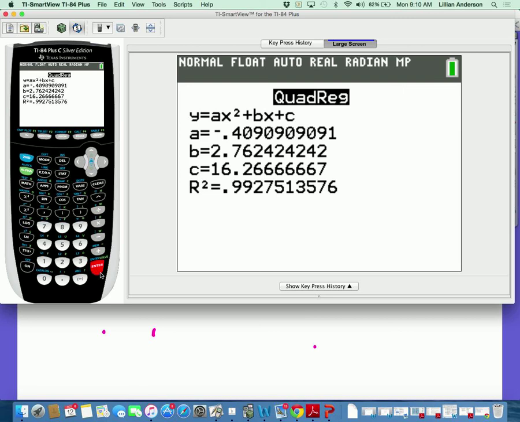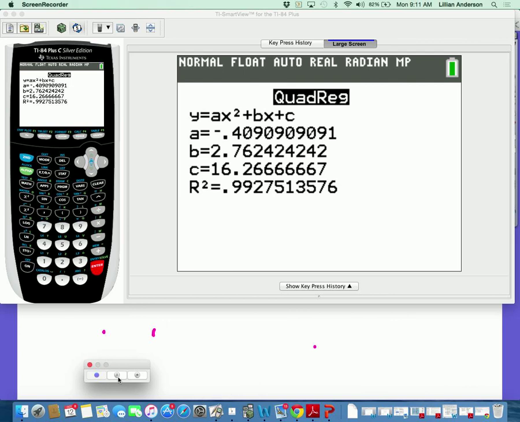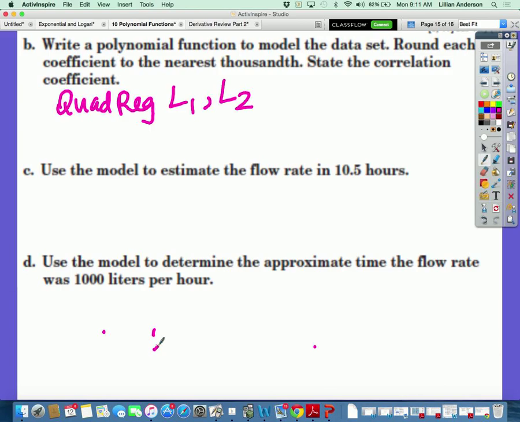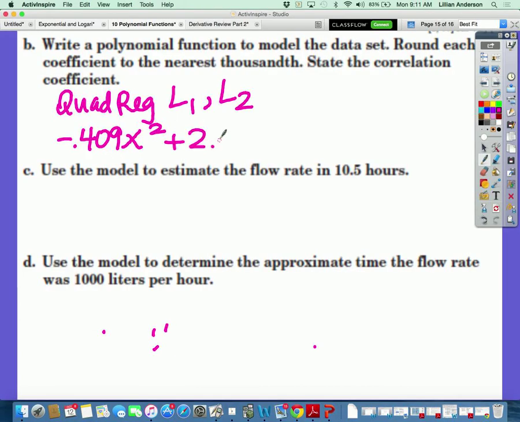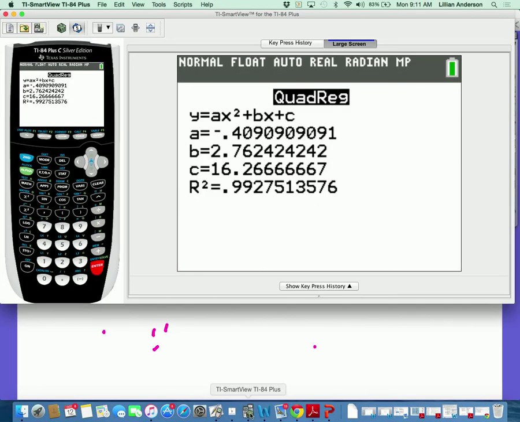All right, if you don't have R squared, I'll show you in a second. Say again. It says to round to the nearest thousandth, which is 3 decimal places. So what's A? Negative. Okay, so we have negative 0.409x squared, because that's the A, the coefficient for my x squared term. My B is going to be 2.762, so plus 2.762x. Then what?